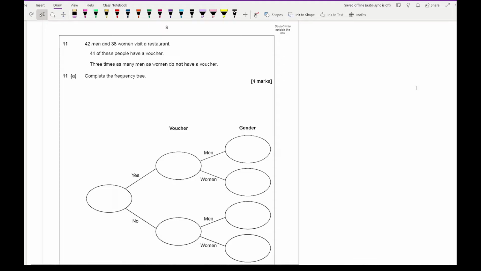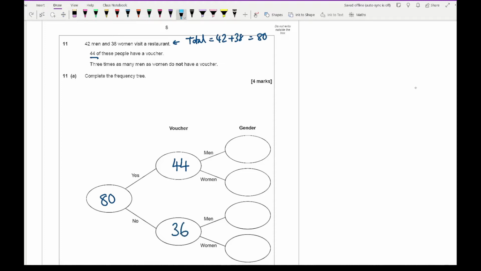So from this, what we need to know is that the total number of people is going to be 42 plus 38, which is 80. So this number here has got to be 80. Now in terms of this first bit, we know that 44 of these people have a voucher. So that's going to be 44, and 80 take away 44 gives me 36.